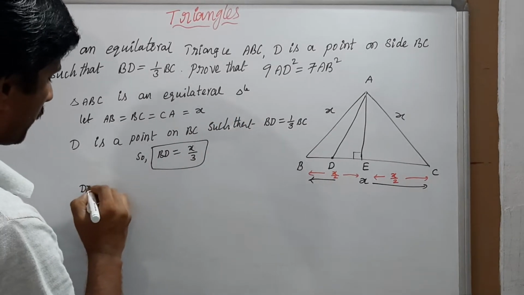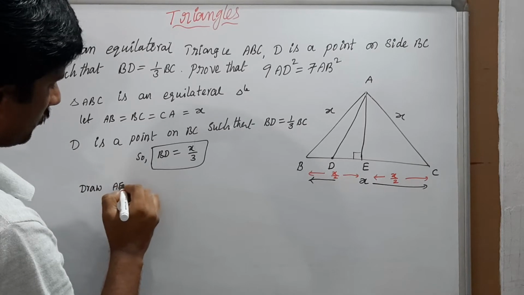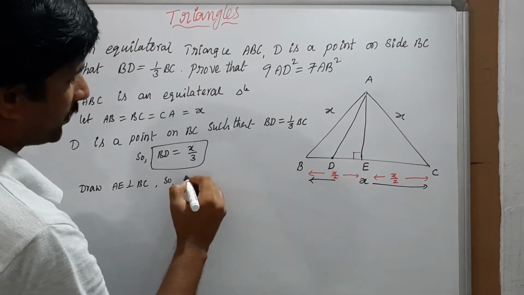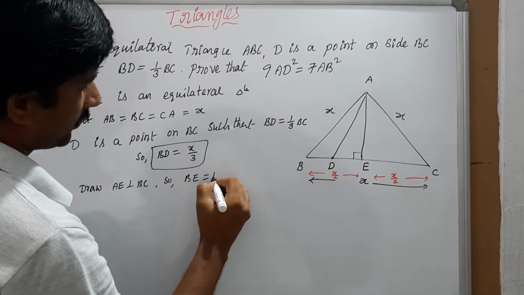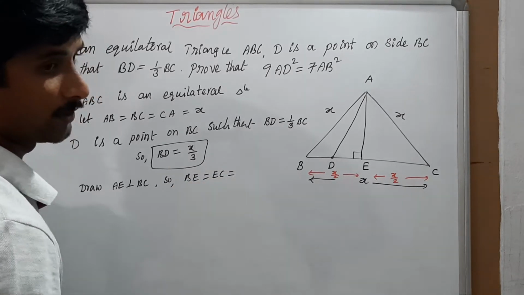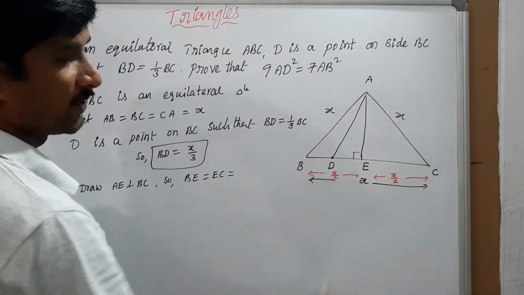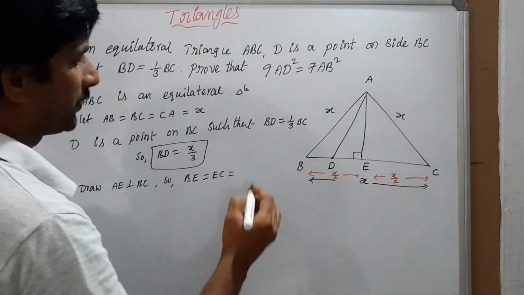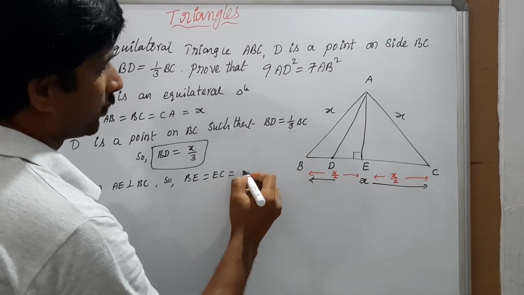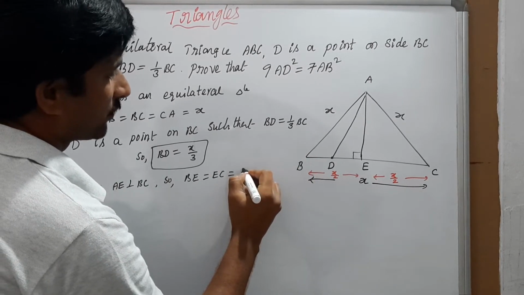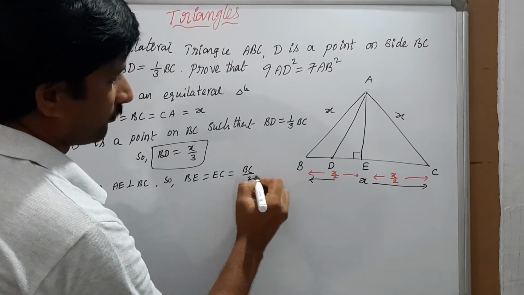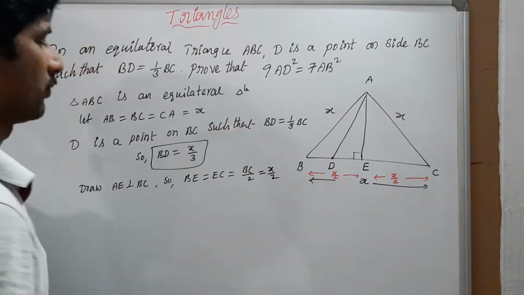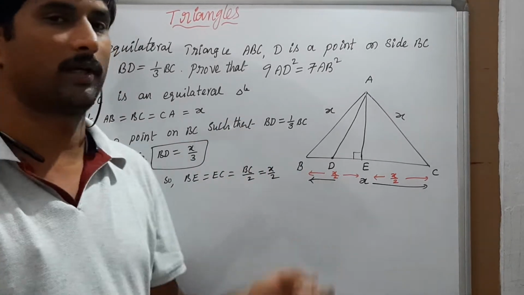Draw AE perpendicular to BC. So we get BE is equal to EC. These two sides are half of the length of BC. So BE is equal to half of the length of BC, so we can write BC by 2, that is equal to x by 2. So BE is equal to EC equal to x by 2.